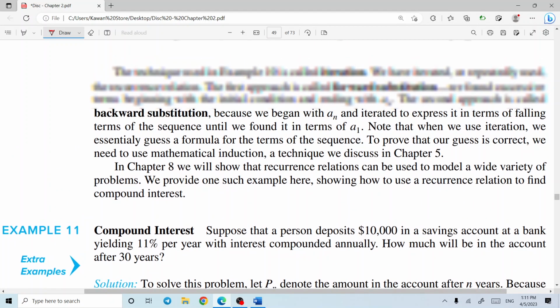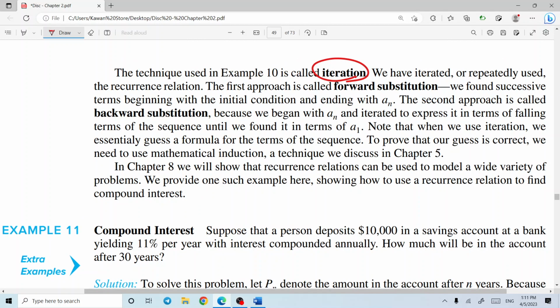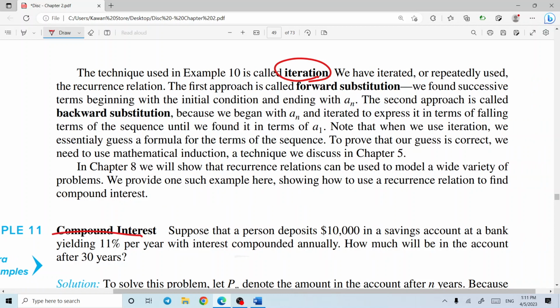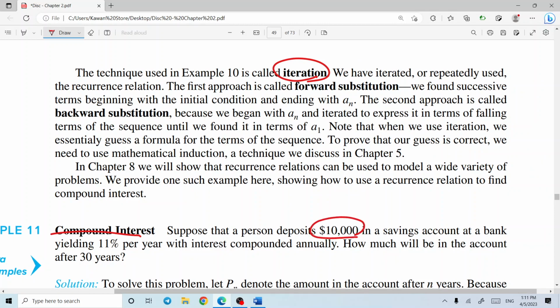Look at this example to understand why we use iteration, why we use this method, why just n plus 1. In real life, you can find an example like that. You deposit 10,000 in a savings account in a bank, and you are getting the benefit, the extra money, by 11% per year. Each year your money will increase by 11%, the bank will give you the benefits.